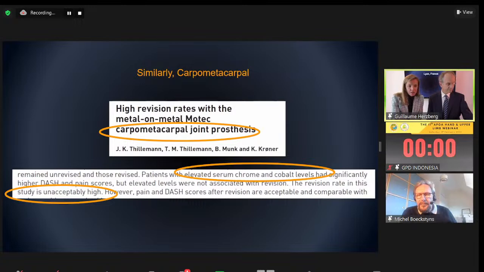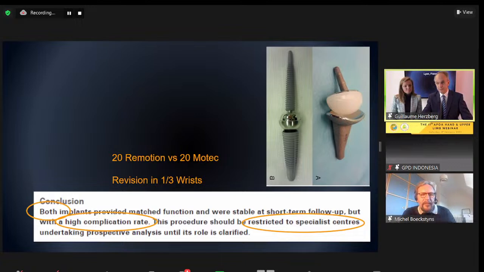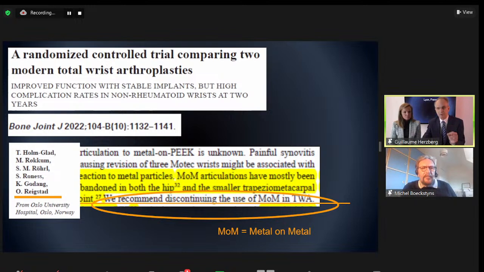Finally, this is the result from the main conceptor of this arthroplasty. They compared 20 Remotion and 20 MOTEC, and these are the conclusions. And we have to be very careful with those conclusions because we know now that it's not a problem of metal-on-metal or metal-on-polyethylene. We just don't know the reason. It's probably stress shielding. But look at the conclusion of the conceptor of the implant, the MOTEC implant.